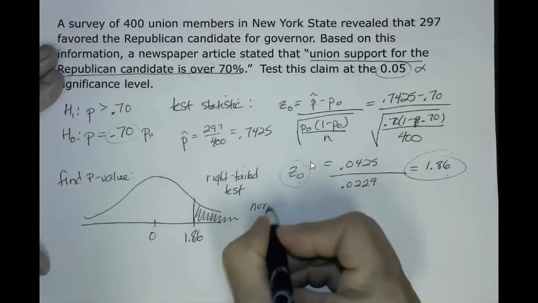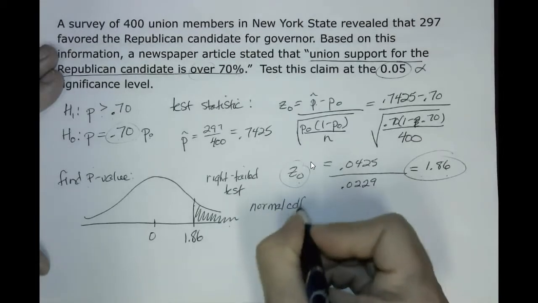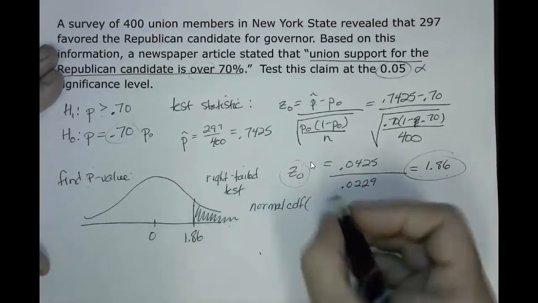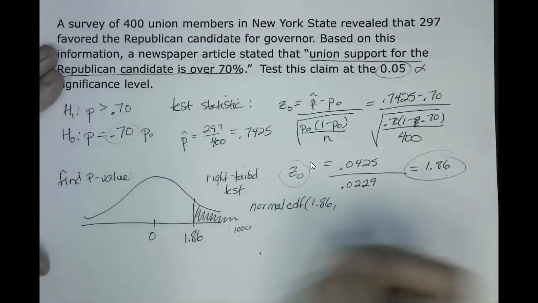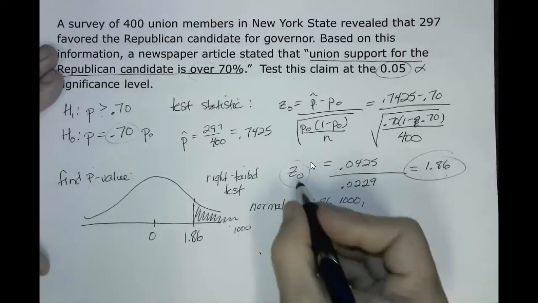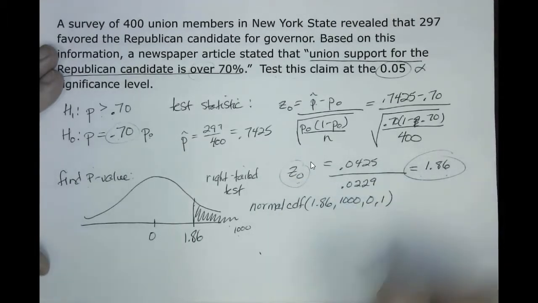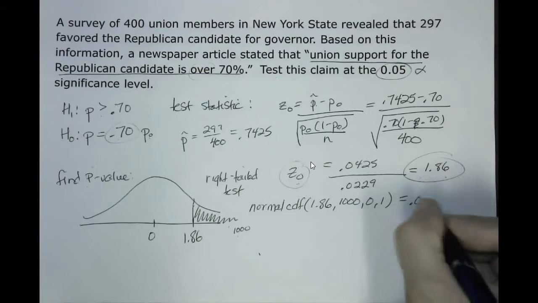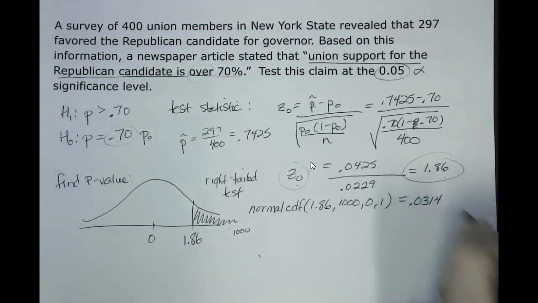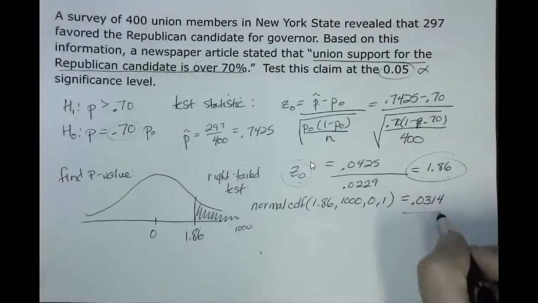In your calculator, you'd use normal CDF. The 1.86 would be your lower bound. Then we'd have an upper bound, which would be a big positive number like 1,000. And since this was z, our mean is 0 and our standard deviation is 1. So you would just put that all into your calculator. And usually for p-values, they want you to round it to 4 decimal places. So this would be our p-value.